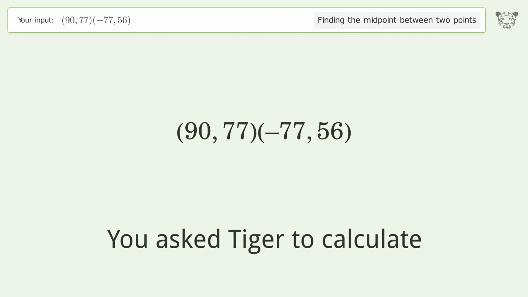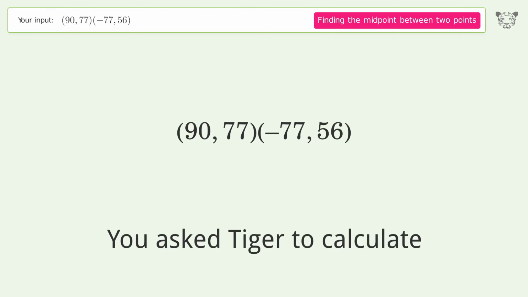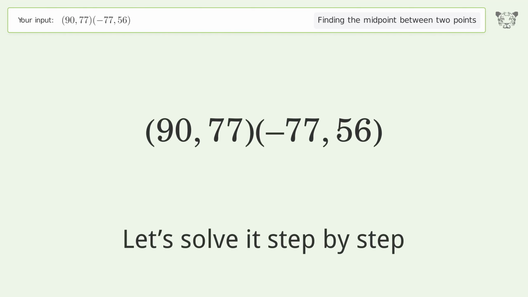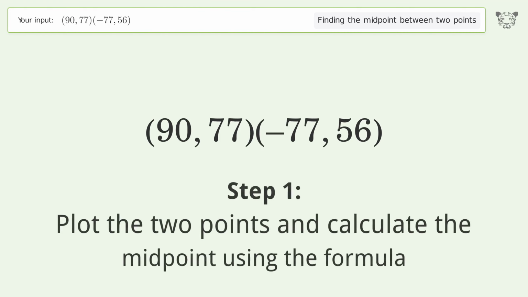You ask Tiger to calculate. This deals with finding the midpoint between 2 points. The midpoint between the 2 points is 6.5, 66.5. Let's solve it step by step. Plot the 2 points and calculate the midpoint using the formula.